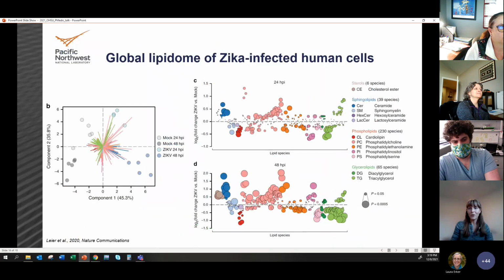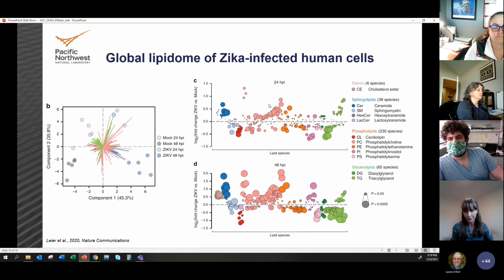And then from there, Lisa Brammer and Kelly Stratton did a statistical analysis. This is just a very quick overview of what we found. Over 330 unique lipids were identified. You can see here in this PCA plot that the mock infected separated really well from the viral infected, and then the 24-hour time point separated from the 48-hour time point.